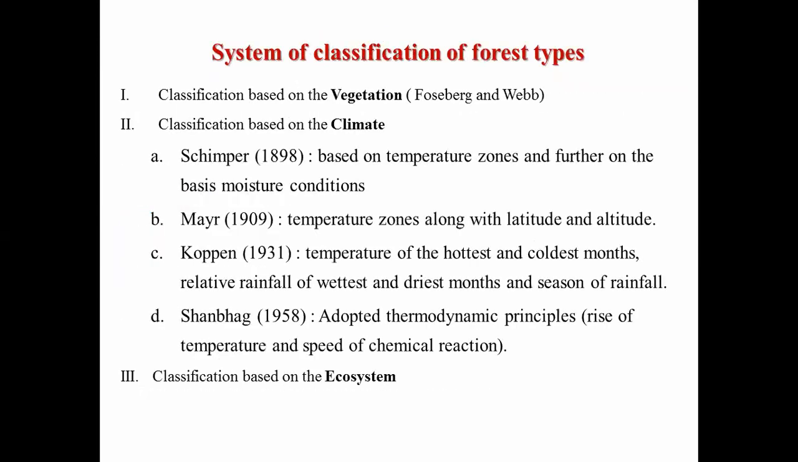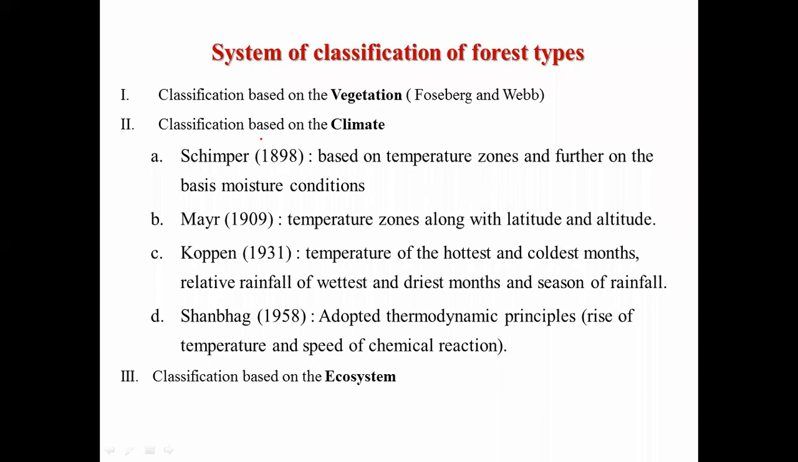So next, there were various attempts made by scientists to classify the forest. Forsberg and Webb were scientists who classified the forest based on vegetation. No need to worry about the types of classification they did, but they took vegetation as the basis for classification.